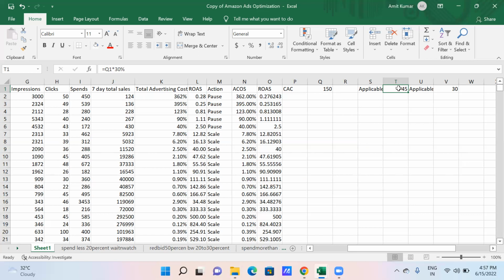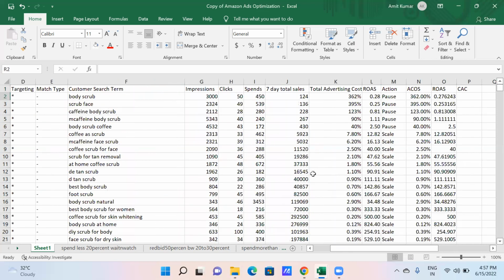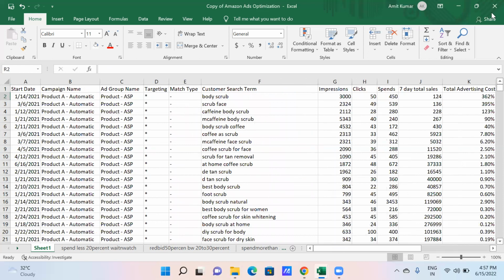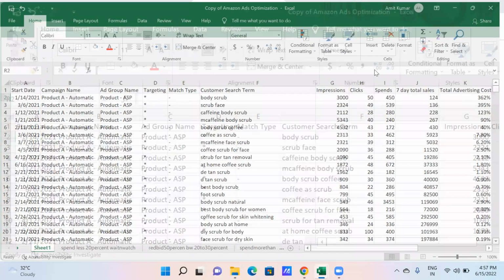Third is any campaign less than 20% of the CAC, which is less than 30 here. Those we can still run, wait and watch. So this is the nutshell summary. Now I'll go to the other task.